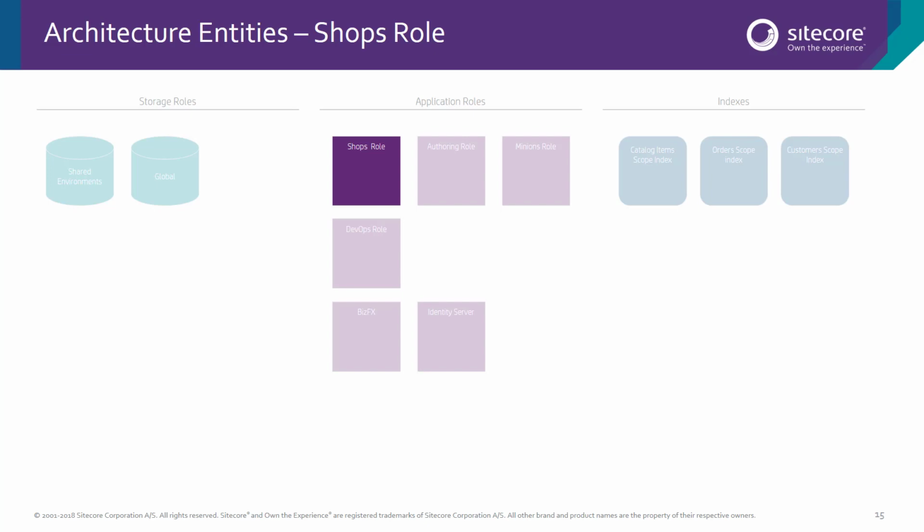The shops role is the instance of the commerce engine that serves traffic from one or more storefronts. In both the single and multi-tenancy examples we saw at the start, all of the various storefronts were communicating with their respective shops roles. This role is intended to scale to support demand and is usually installed in close proximity to the storefront instances that generate the traffic.